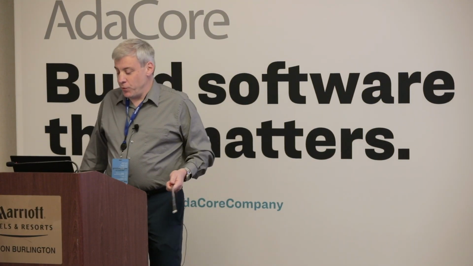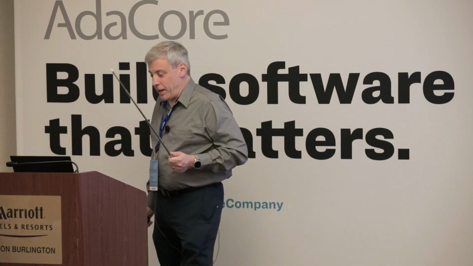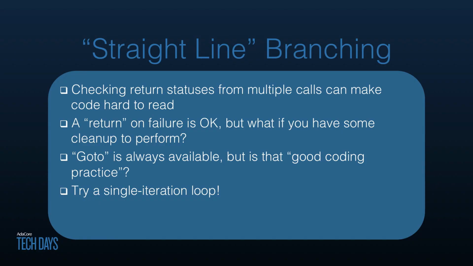Coding techniques. This is one we learned at a customer site. I call it straight line branching. It's a name I made up. I don't know if it's valid. If you have states that you're constantly checking, you're in some code and you're going to say, if my state is valid, go on to the next step. And I keep going and keep going, all the way through however many steps I have.